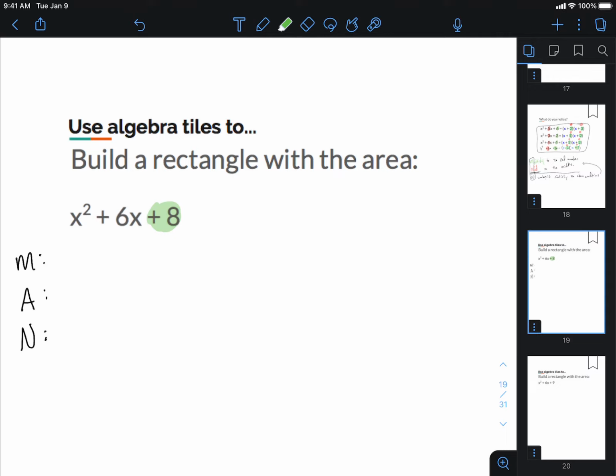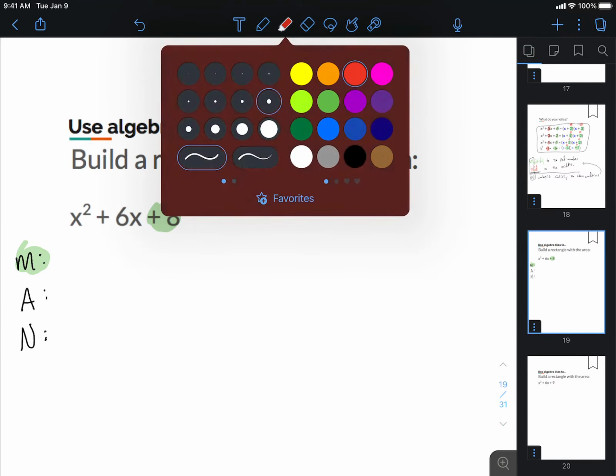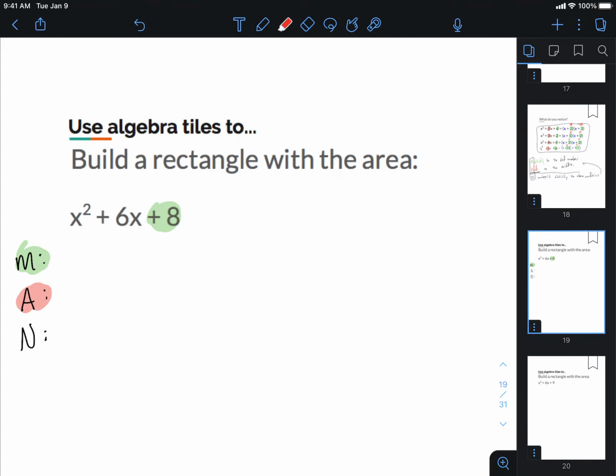Okay, what do they have to multiply to? They have to multiply to the number on the end, but they have to add to the number in the middle.